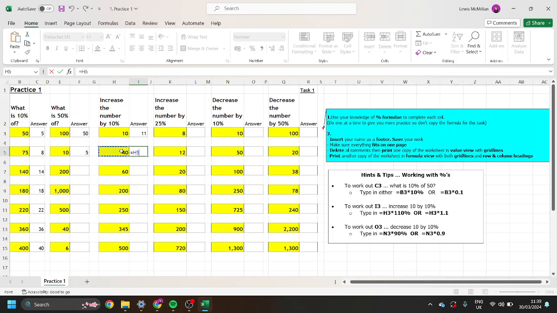The same with 40. Times that by 110%. Notice how if I just times it by 100%, it's the same number because 40 is 100% of itself. So we want to increase it by 10% by making that 110. It's the same idea with 125. You just add 25 onto 100 to get 125%.